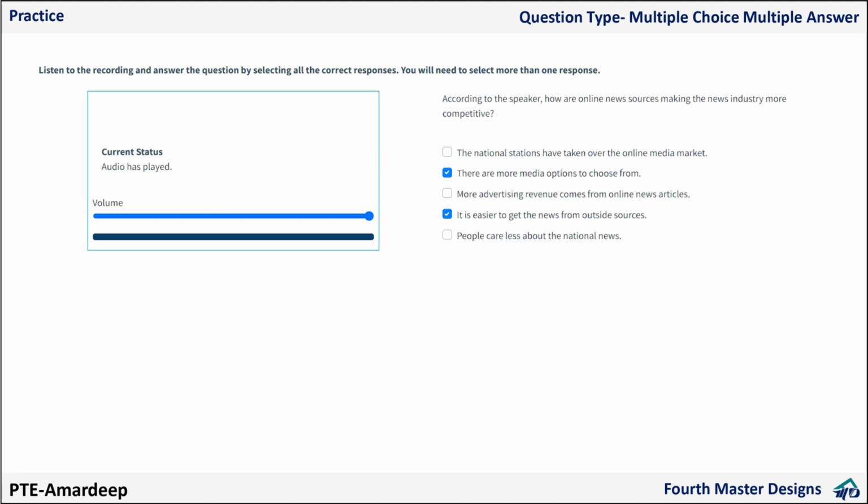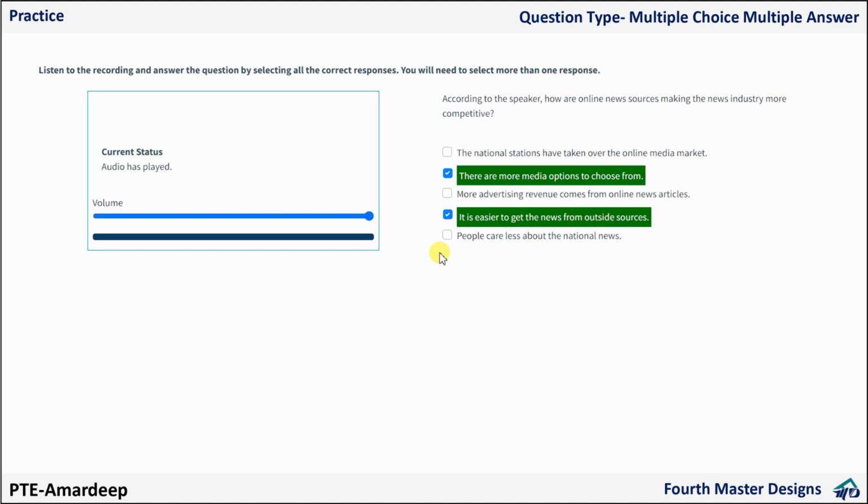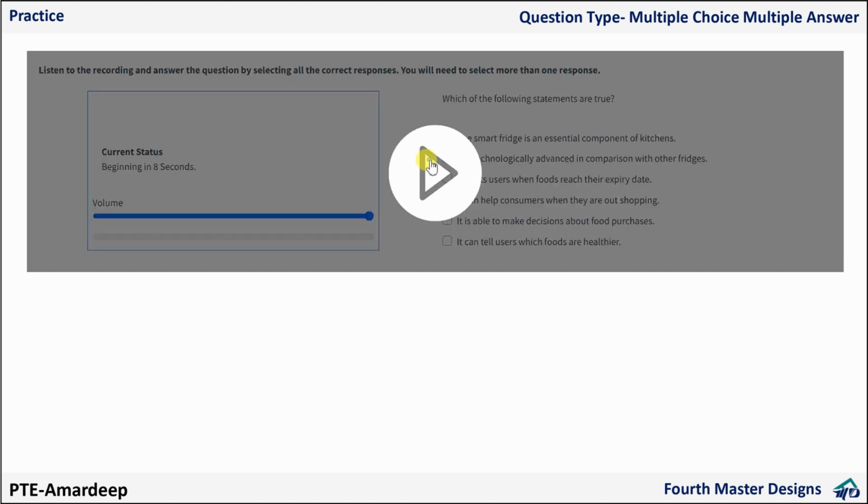So only go with those options where you are 100% sure, like these were there. Okay, then let's jump on to our third one.